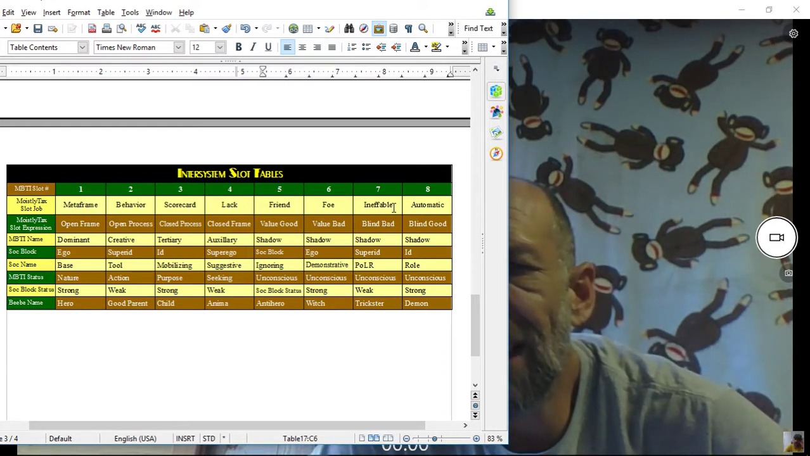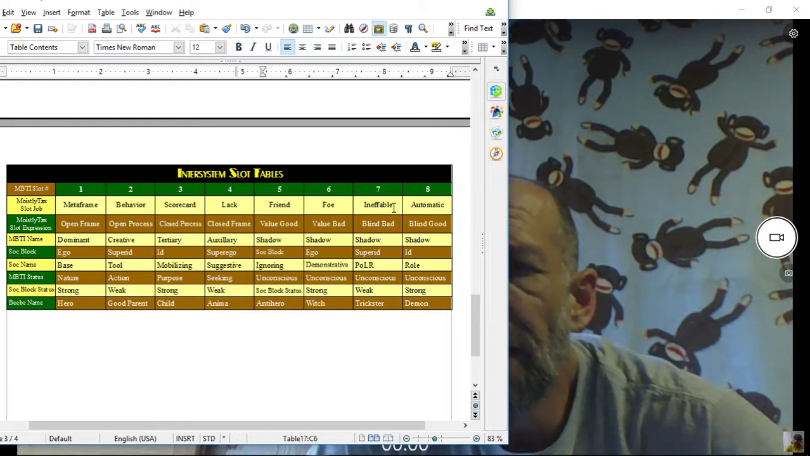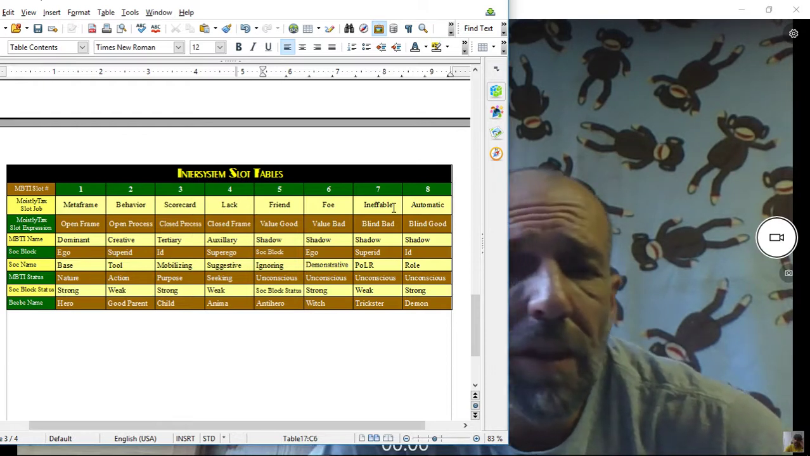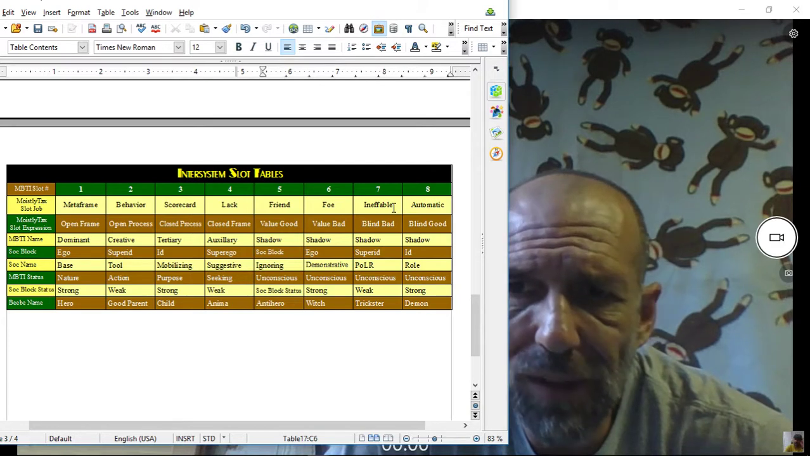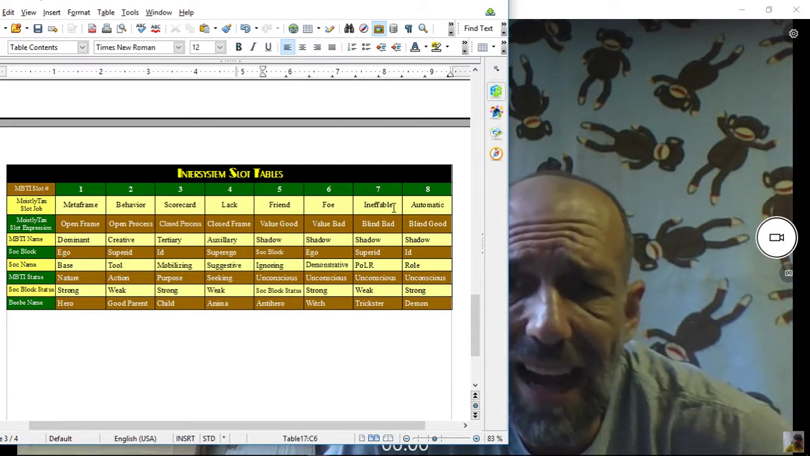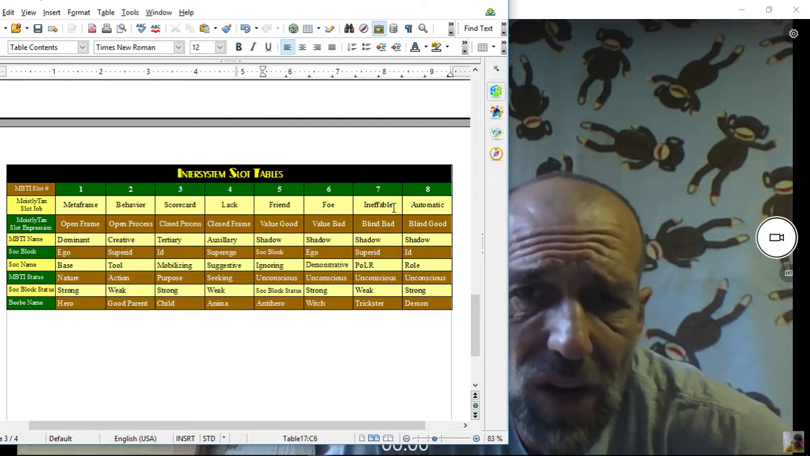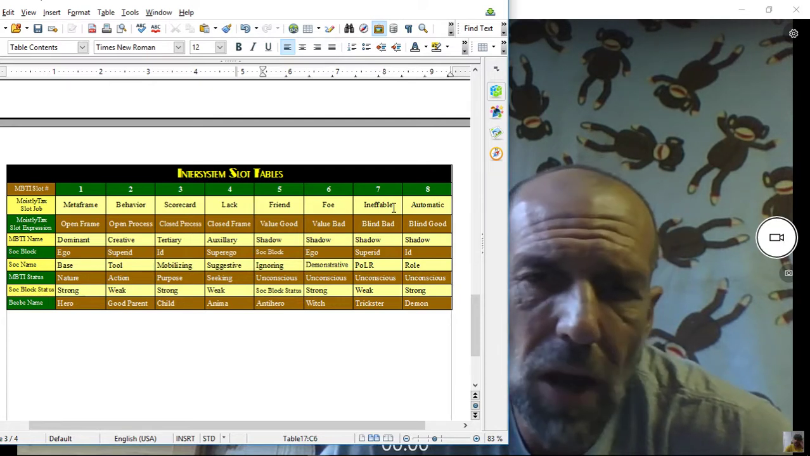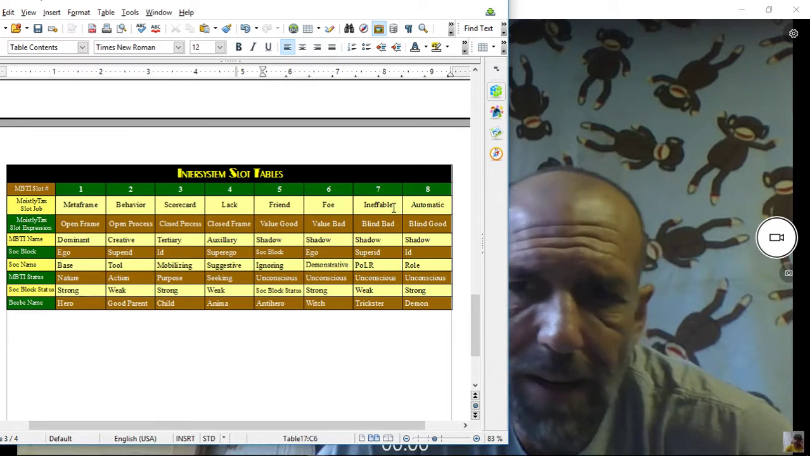So the MBTI slot numbers 1, 2, 3, 4, 5, 6, 7, 8 you see there. The Moistly taxonomy slot jobs. Your first slot, according to my taxonomy, is meta framework. Your second slot is behavioral. Your third slot is scoring. Your fourth slot is lack. Your fifth slot is friend. Your sixth slot is foe. Your seventh slot is ineffable, unknowable. And your eighth slot is automatic.